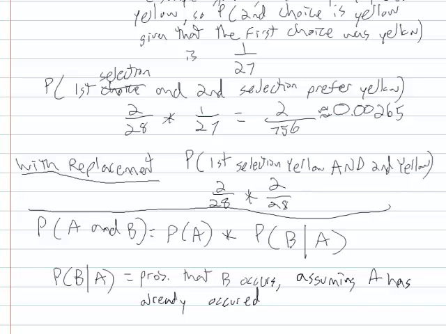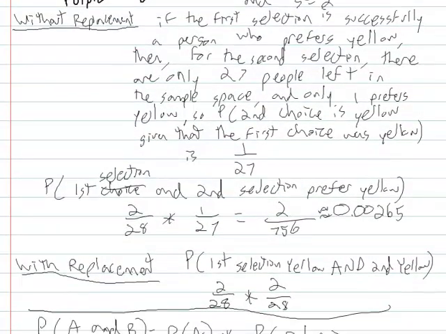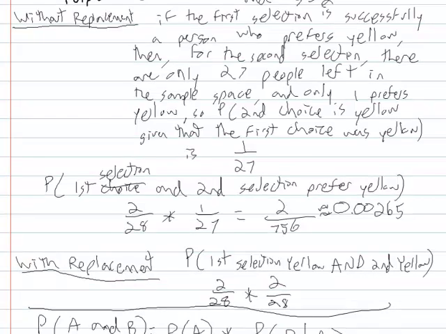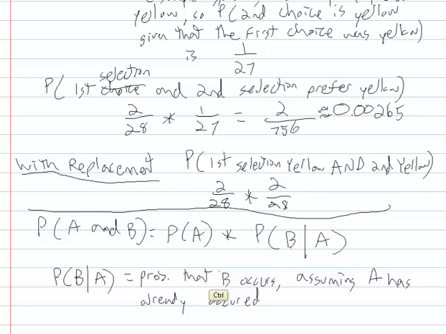So in the case of our without replacement example here, we're selecting two people in the room. Probably the first one is yellow and the second one is yellow. When we weren't replacing them, then this 1 out of 27 was the probability of selecting someone who prefers yellow, given that the first choice was already yellow. If the first choice is already yellow, then there's only 27 people left in the room, and only one person left who prefers yellow. So 1 out of 27, in that case, would be the probability that the second choice is yellow, given the first choice was already yellow.